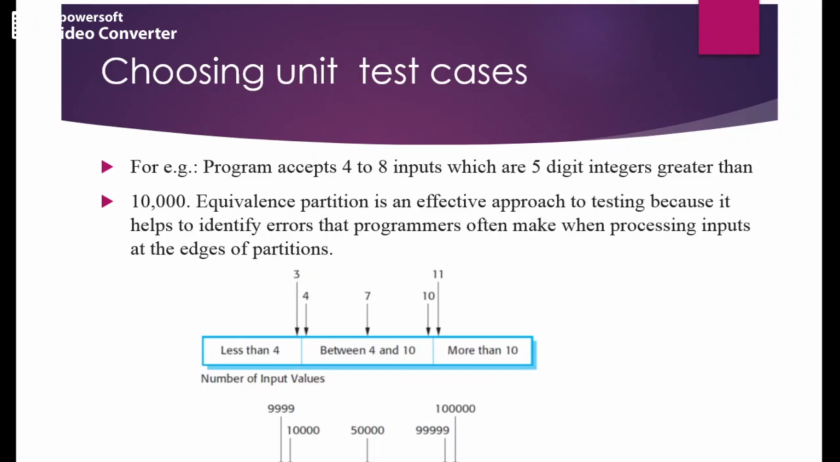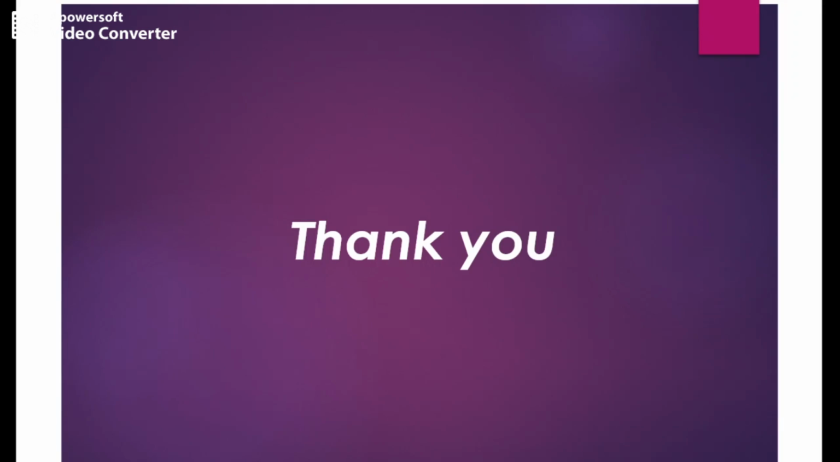So if I take the boundary values, less than 10,000 means the last boundary value is 9,999. Here the boundary value is 10,000 to 99,999. Midpoint is 50,000, and here more than 99,999 means it is 1 lakh, the boundary value. So it gives a clear picture here. Thank you.